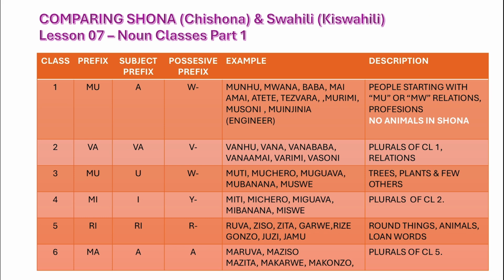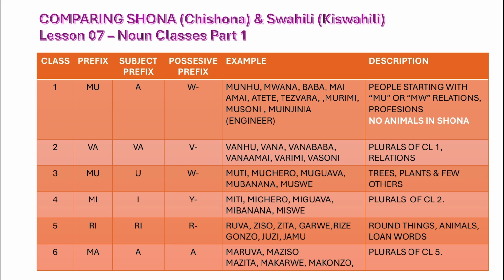The plural is in class 4. For example, muti becomes miti, trees; muchero becomes michero, which means fruits. Miguava is guava trees. Mibanana are banana trees. Miswe are tails.